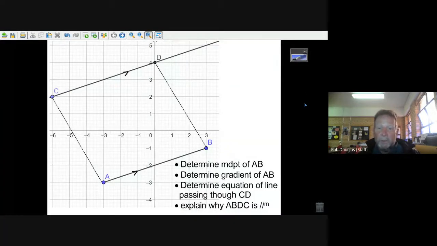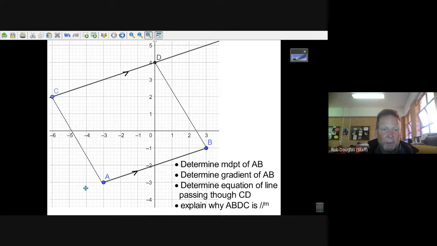Okay, we're going to do this question that I think will help us for the control test on the 25th of August. And it is about, this is the analytical geometry section. Now, let's just get started. It says determine the midpoint of A and B.